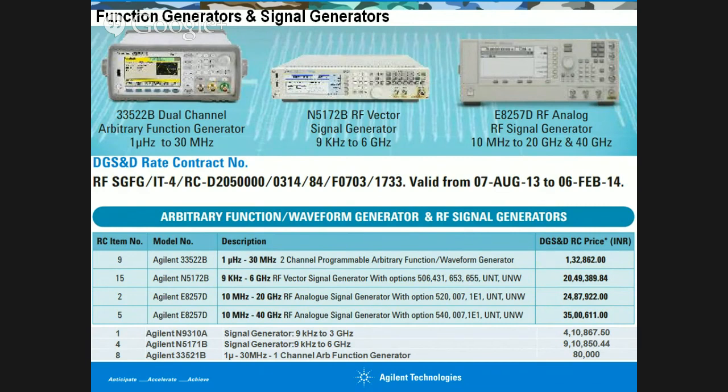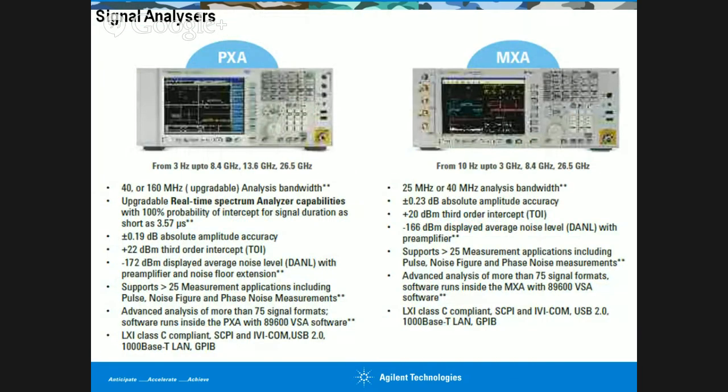So we have a 30 megahertz function generator, we have a 6 gigahertz vector signal generator, we have 20 and 40 gigahertz analog signal generators on the rate contract. We also have 3 and 6 gigahertz analog signal generators on the rate contract. Then we have our high-end signal analyzers, which in earlier days we used to call spectrum analyzers. Now we call them signal analyzers, wherein they can do much more than a spectrum analyzer.